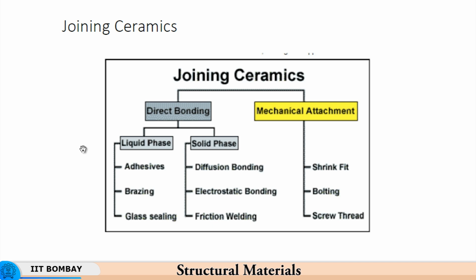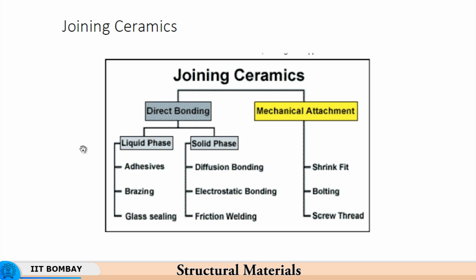So it's not the ceramic that is in liquid phase, it is the adhesive, the brazing compound, and the glass sealing compound which is in a liquid phase. In solid phase, you have what is called diffusion bonding, meaning you have two solid pieces put together, and the atomic species on the surface diffuse from one side to another. So you have two surfaces, two components coming together, and atoms from the surface of one diffuse into the other, forming a continuous bond. So electrostatic bonding and friction welding are two solid phase direct bonding methods.